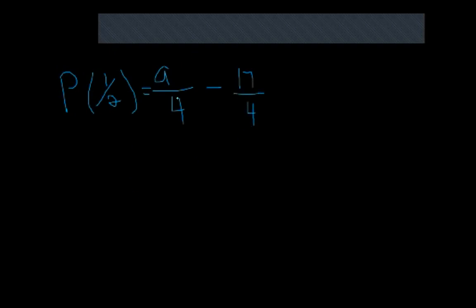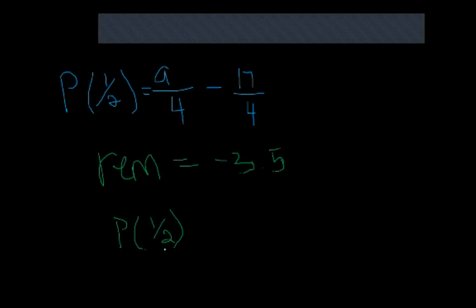However, they want me to find the value of a. But how exactly am I going to find the value of a with just this? Well, that's why they also told us that the remainder is minus 3.5. What does that mean? P of a half, the remainder, is minus 3.5. And we just found out that it is a on 4 minus 17 on 4.